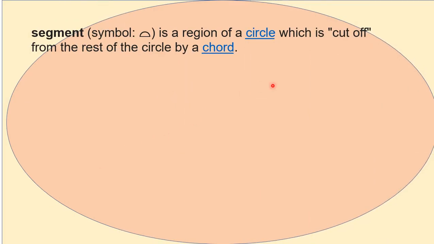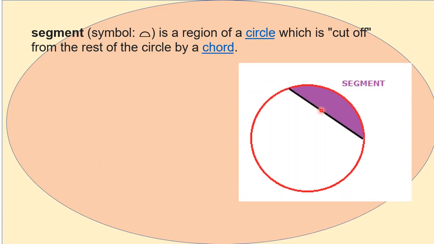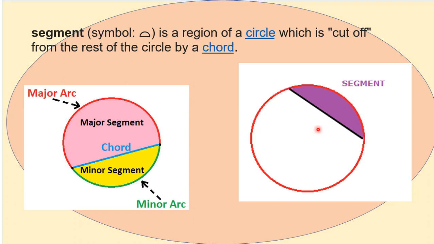Now we talk about the segment. As we know, when we join two points on the boundary of the circle and make a chord, this chord divides the circle into two parts. Each part is known as a segment. So it is a region of a circle which is cut off from the rest of the circle by a chord. So here also we have a bigger part and a smaller part. These two parts are defined as the minor segment and the major segment. The portion which is in the minor arc is the minor segment, and the portion which is in the major arc is the major segment.